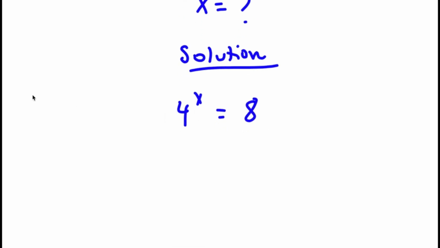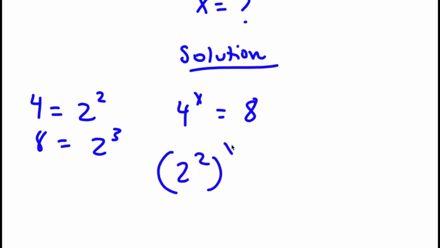And 4 is the same thing as 2 to the power of 2, and 8 is the same thing as 2 to the power of 3. So now if I replace 4 with 2 to the power of 2, and if I replace 8 with 2 to the power of 3, I get 2 to the power of 2 to the power of x is equal to 2 to the power of 3.